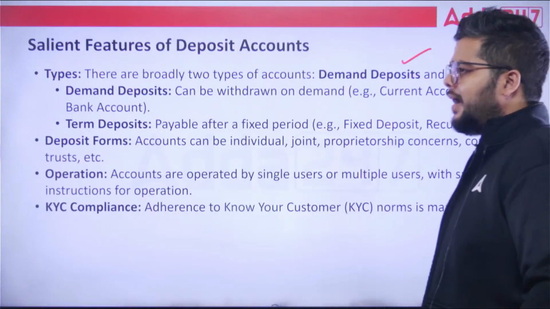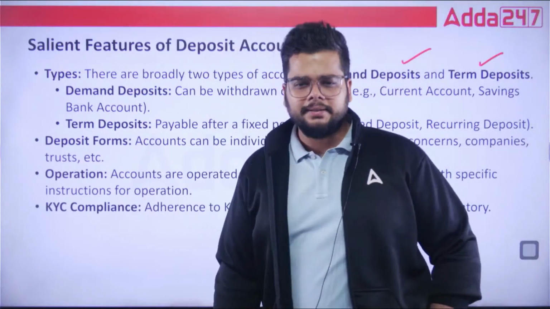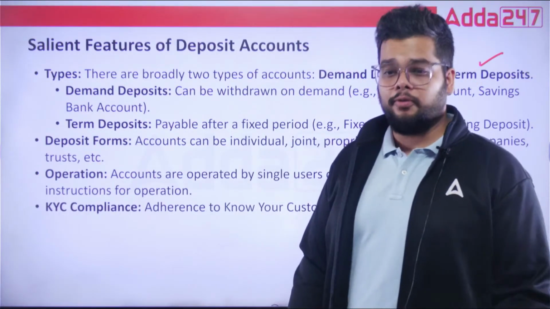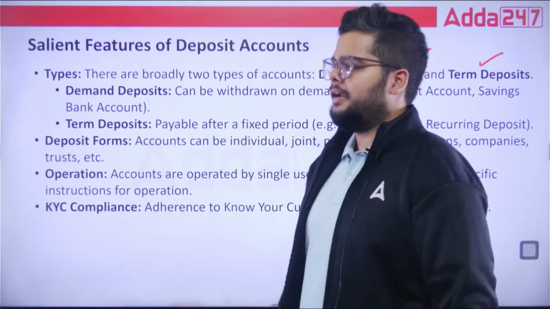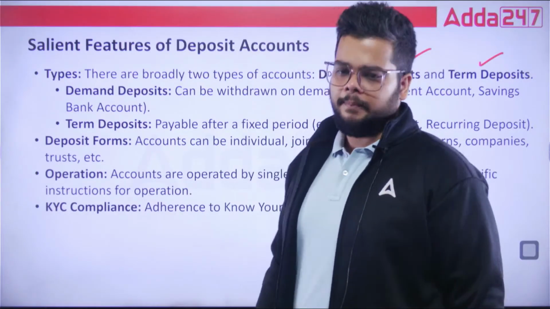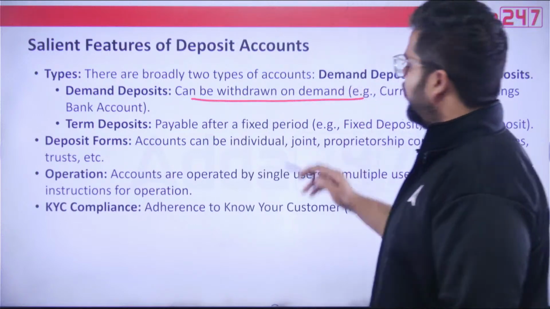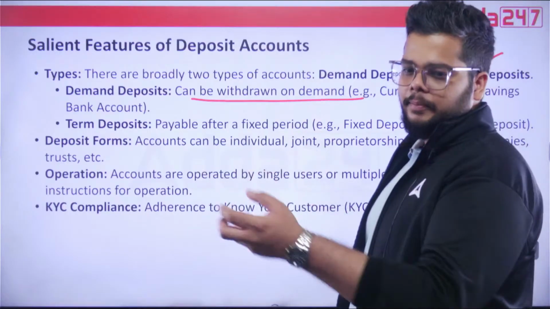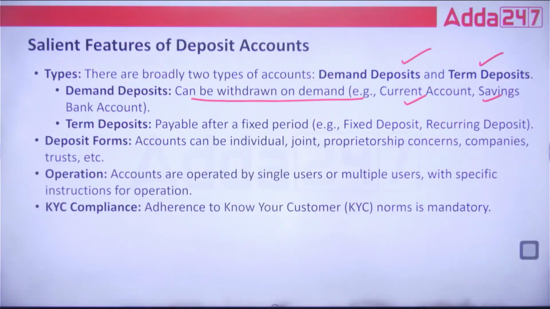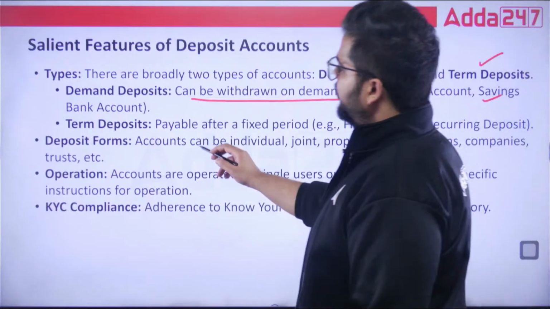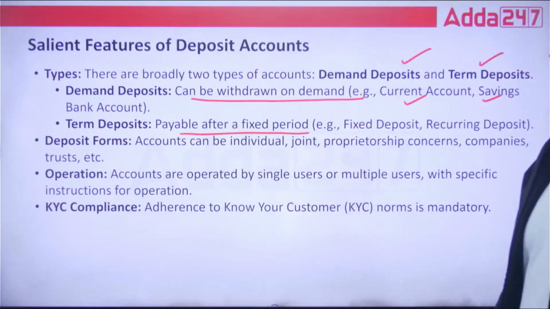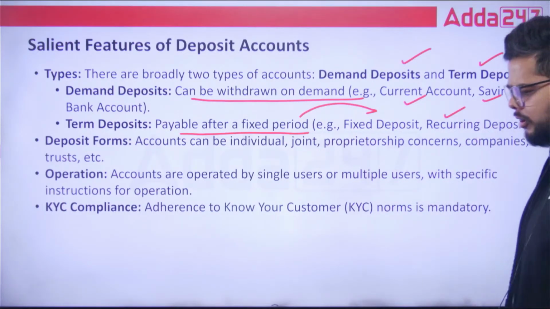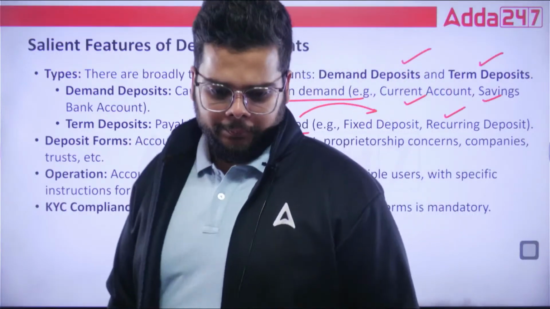When I talk about demand deposits, as the term suggests, you can demand them anytime. Anytime, I don't mean 24 hours, but any business hours, any time between the business hours of the bank. So demand deposit can be withdrawn on demand. And what types of accounts are holding these demand deposits? The current account and your savings account. Next we have term deposit, payable after a fixed time period. It can be fixed deposit or your recurring deposit, or the RDs as we know them.